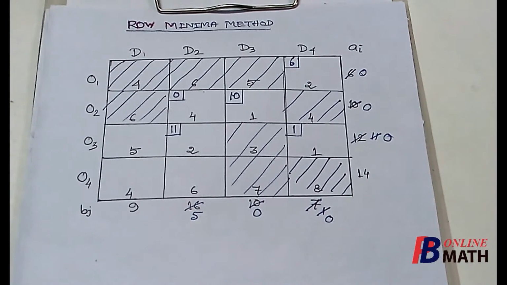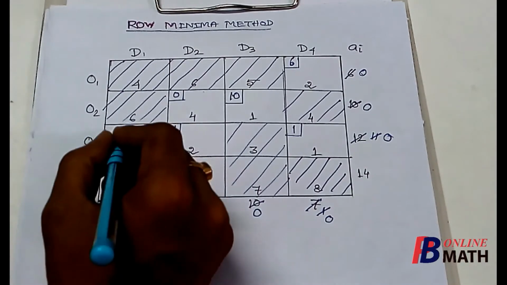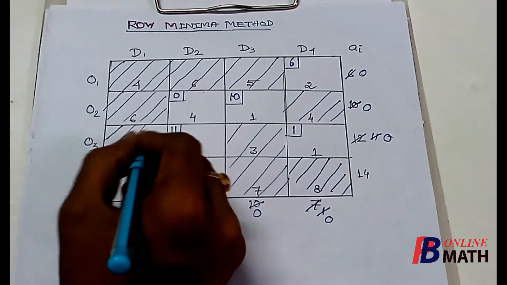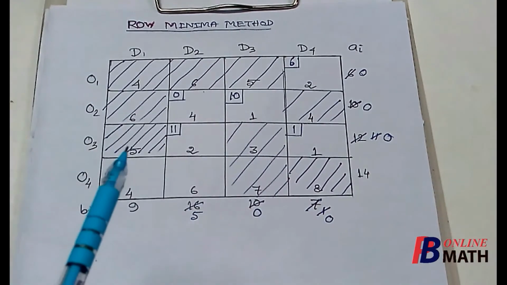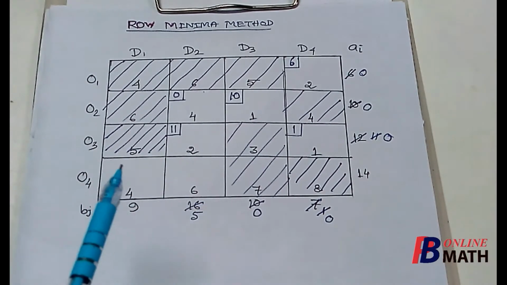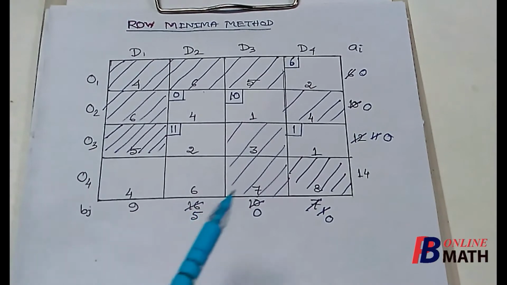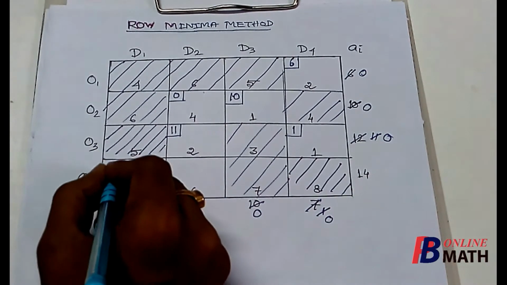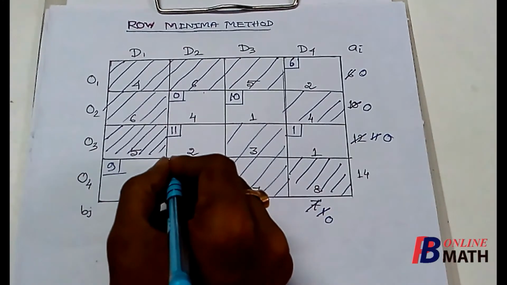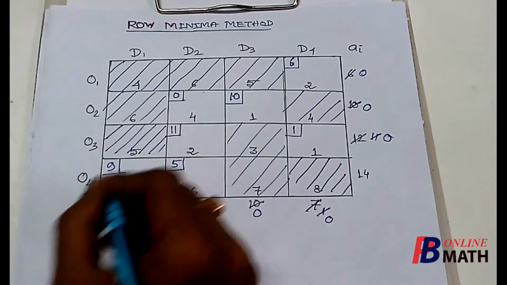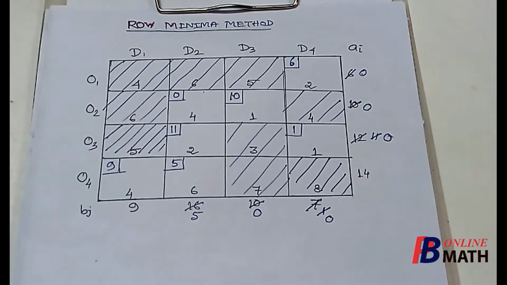So the capacity of the origin O3 is exhausted now. So no more allocation is possible on the remaining cells of this row. So we can simply cross off all the remaining cells of this row. Therefore, we can cross off this cell. Since only 2 cells are remaining, the demands are 9 and 5 and the capacity is 14, so we can simply allocate 9 here and 5 here. So these are the possible allocations.